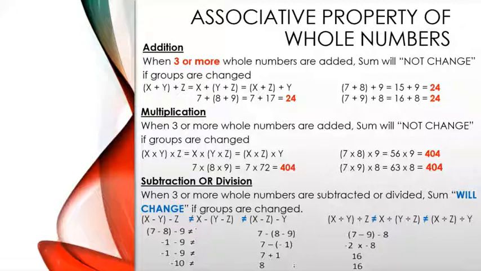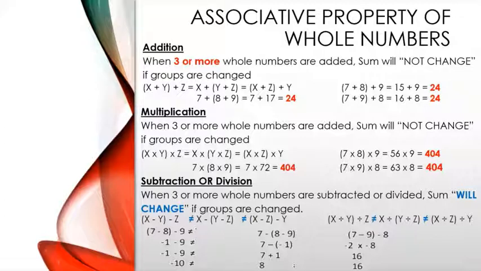So in subtraction or division, when three or more whole numbers are subtracted or divided, the answer will change when the groups are changed. So for example, in subtraction, x minus y minus z is not equal to x minus z minus y.